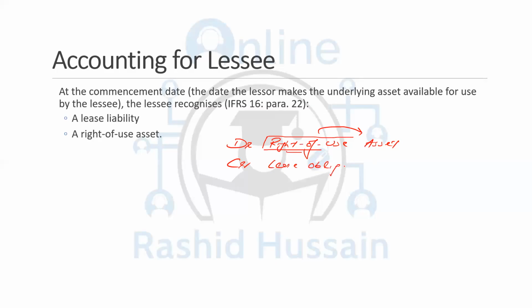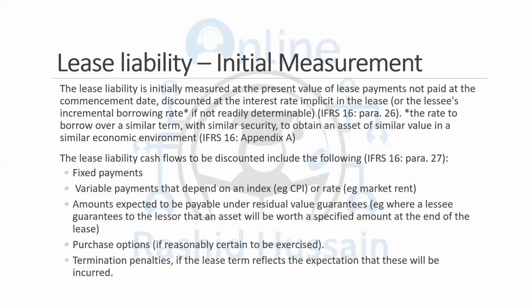Now, lease obligations are the obligations which the lessee owes to the lessor for the lease period, all the payments which they owe to the lessor. So they will be calculating the present value of it, and then the lease obligation will be credited. So the debit entry is the right of use asset, and the credit is the lease obligation. Lease obligation is simply the payment the lessee is going to make to the lessor over the lease period. We'll be calculating the present value of all those lease payments.